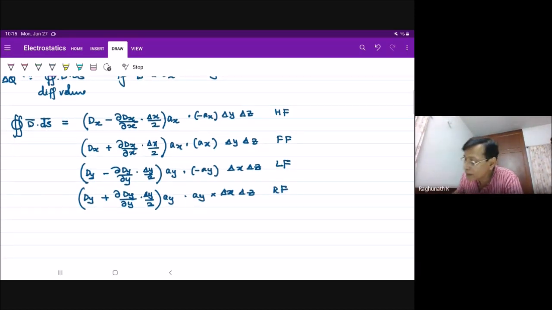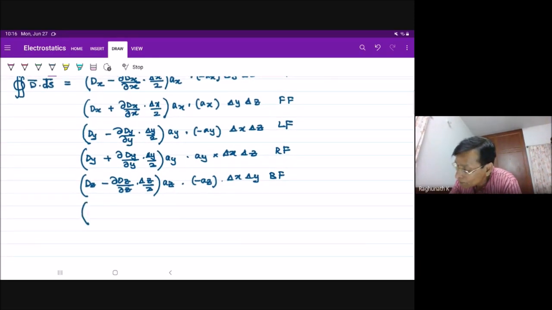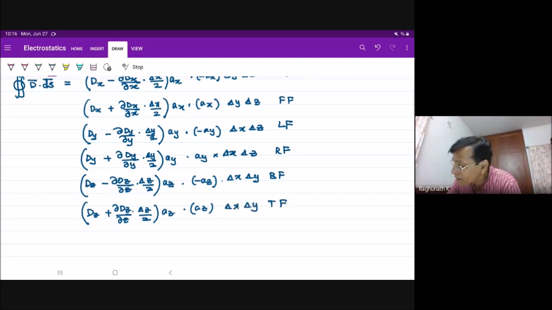For the bottom and top faces: dz minus ∂dz/∂z into Δz by 2, because I am going down in z, az dot minus az, because the outward normal is minus az, into Δx Δy, bottom face. Top face: dz plus ∂dz/∂z into Δz by 2, az dot az, into Δx Δy, top face.